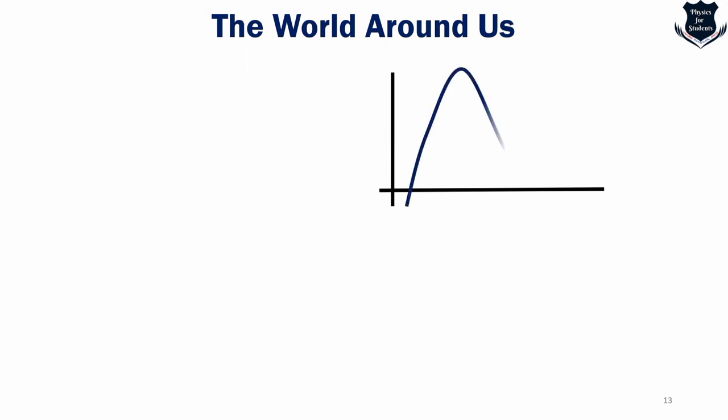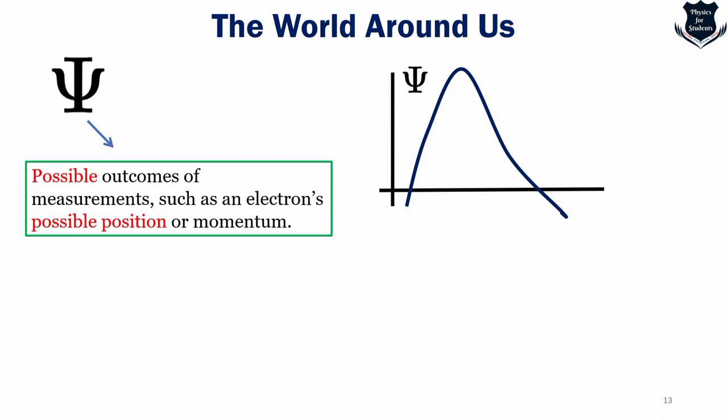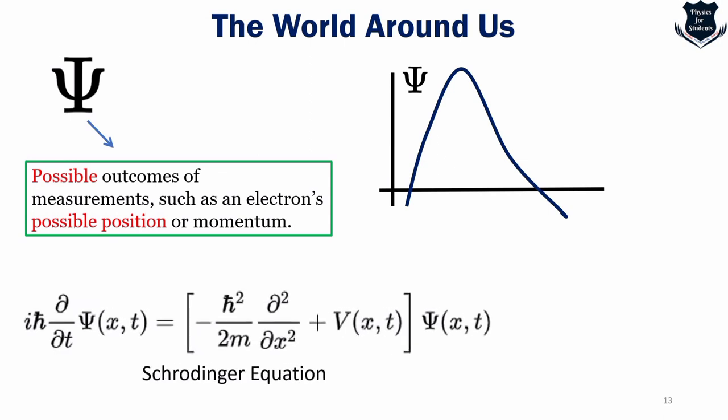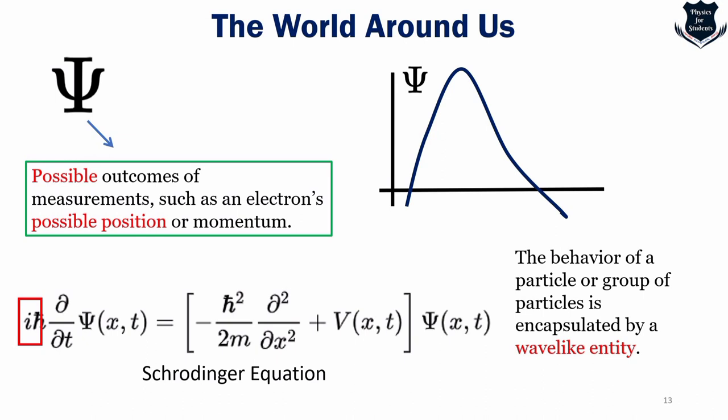Now, if I take, I would say this is a probability density. Those who are aware of quantum physics, you know, we are trying to find the value, that is the possible outcomes of the measurement where a particular electron is, then we get something which is called the Schrödinger equation, and the value of i comes here, which is actually the behavior of a particle or a group of particles encapsulated in this wave-like entity. So you can see that when we are trying to find the outcome for a particular electron, where the electron could be, what we get is only a possibility of that. And that possibility, when we are measuring through a time-dependent or a time-independent Schrödinger equation, we encounter the imaginary number.